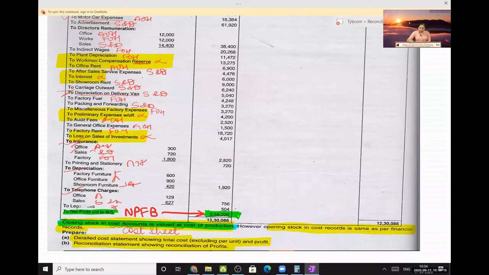So what have I been telling you for so many lectures? In the absence of information, what do we have to do? We have to take figures from the P&L to make the cost sheet. Right, so now we are going to do that.